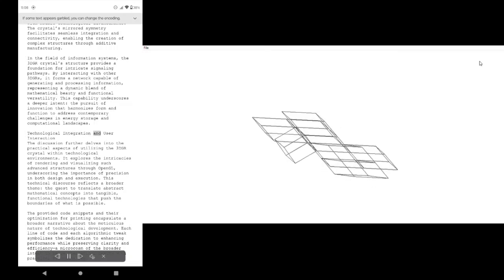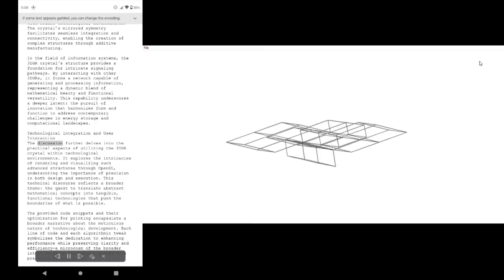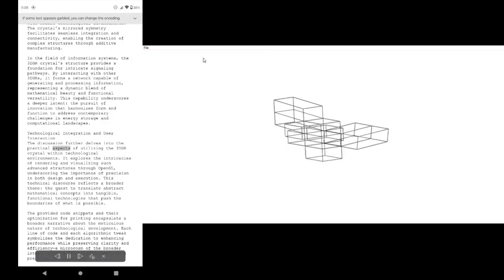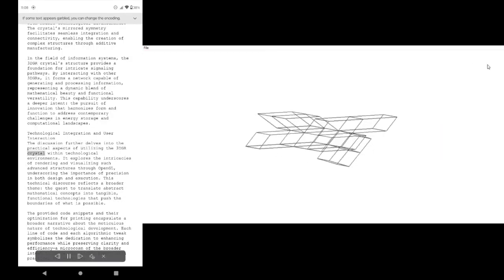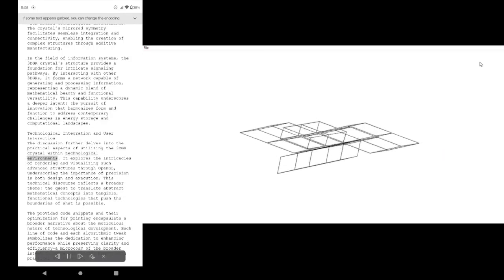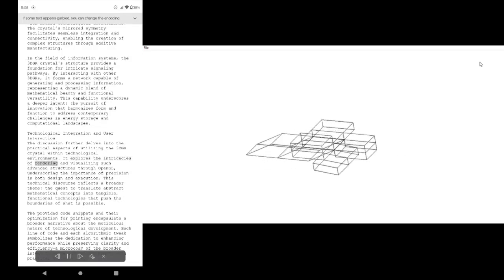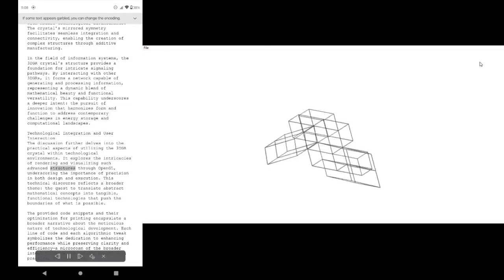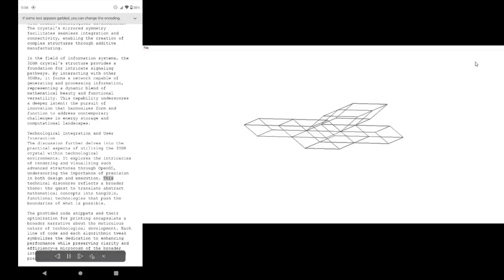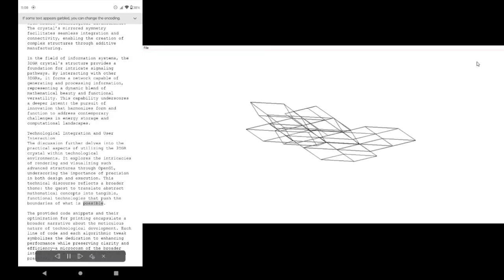Technological integration and user interaction. The discussion further delves into the practical aspects of utilizing the 3D jar crystal within technological environments. It explores the intricacies of rendering and visualizing such advanced structures through OpenGL, underscoring the importance of precision in both design and execution. This technical discourse reflects a broader theme, the quest to translate abstract mathematical concepts into tangible, functional technologies that push the boundaries of what is possible.